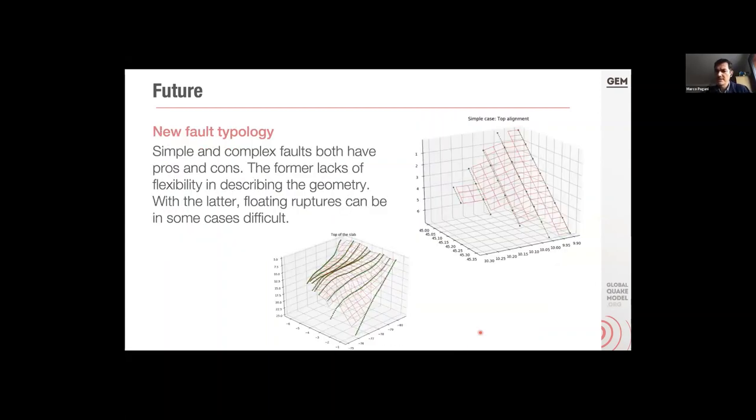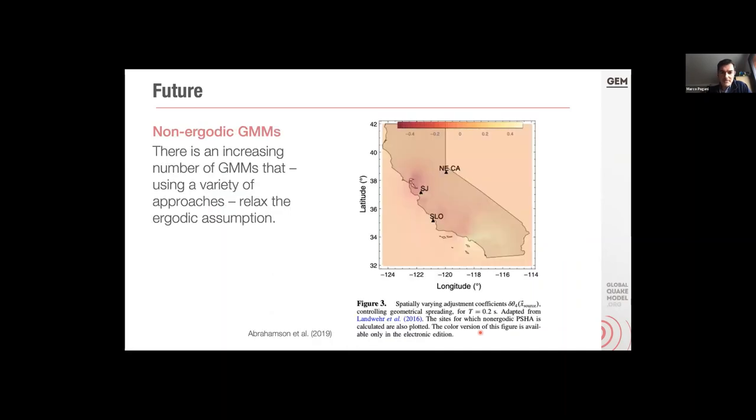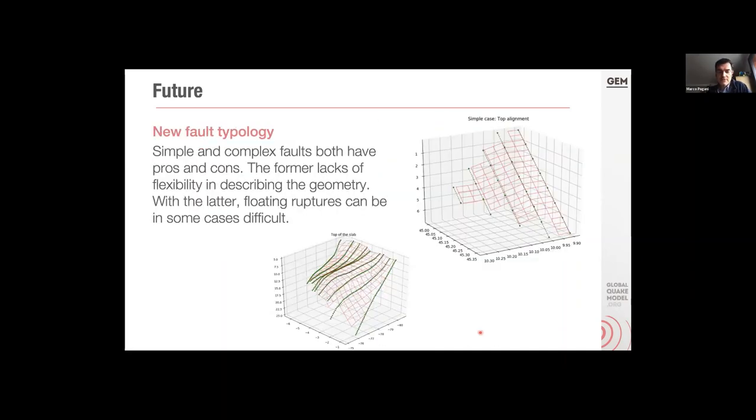We are also working on improving the more traditional fault sources. In particular, we are trying to take the best from simple faults and complex faults and to avoid problems, particularly related to complex faults, that are connected with the floating of the ruptures. So we are developing a new fault typology that is combining the two, and it's called kite fault because it's made of quadrihedrals. This is a feature that hopefully will come in a few months.